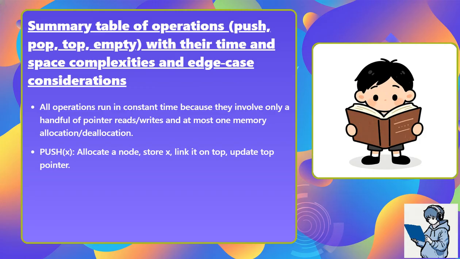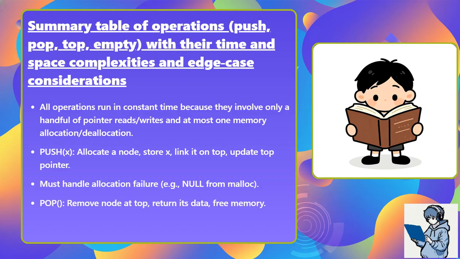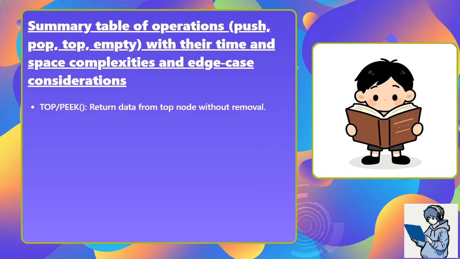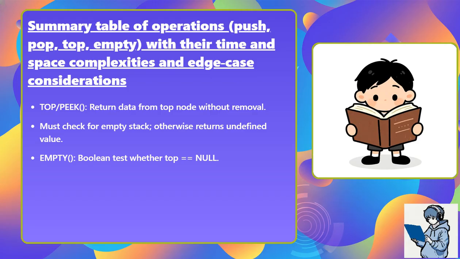Push X: allocate a node, store X, link it on top, update the top pointer. Must handle allocation failure, for example NULL from malloc. Pop: remove the node at the top, return its data, free the memory. Must check for underflow, top equals null, before removal. Top or peek: return data from the top node without removal. Must check for an empty stack, otherwise it returns an undefined value. Empty: Boolean test whether top equals null.